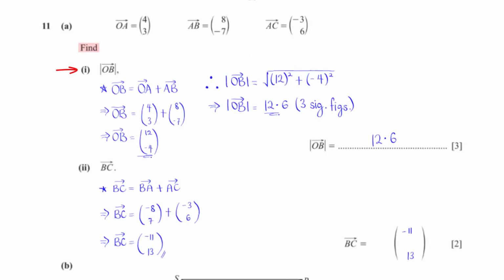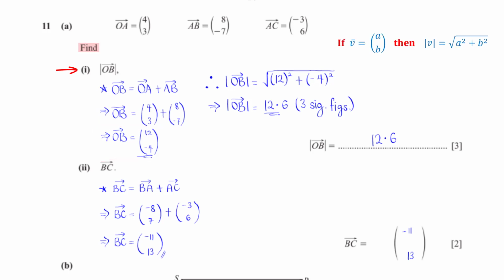Find the magnitude of vector OB. We've not been given the vector OB, so first, let's find that. OB can be expressed in terms of the other vectors as OA plus AB. OA is (4, 3) and AB is (8, -7). To get the resulting vector, we add the corresponding elements in the two vectors. So 4 plus 8 is 12 and 3 plus negative 7 is negative 4.